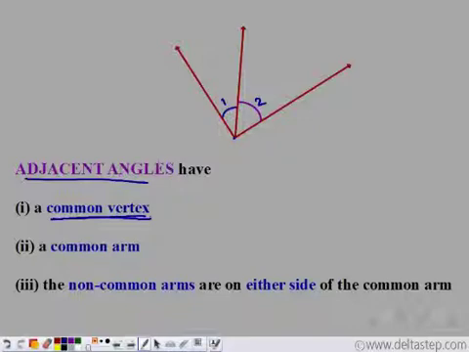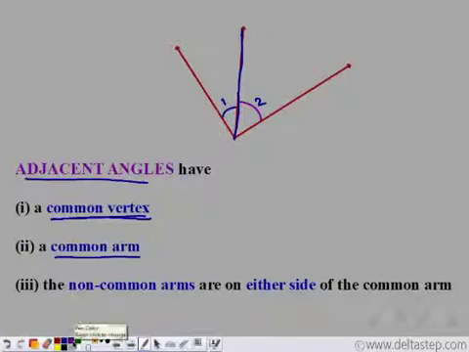They have a common arm. If you look at angle 1, this arm of angle 1 is common to this arm of angle 2. That is, they share one arm. So this arm is common to angle 1 as well as angle 2. So adjacent angles have a common arm.